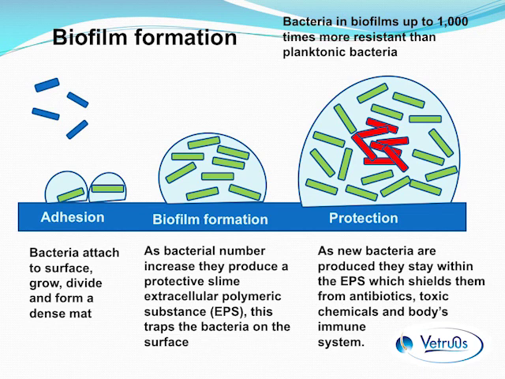What then happens is we see those bacteria continue to multiply, but they're multiplying within this EPS. And of course this then shields them not just from toxic chemicals and the body's immune system, but when it comes to treatment, they actually protect the bacteria from antibiotics. And what we know is once we get biofilm formation, those bacteria can become up to 1,000 times more resistant than the planktonic bacteria that we see as free-floating organisms in acute disease.